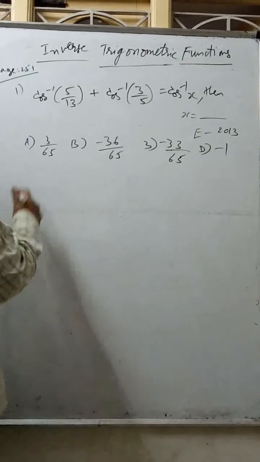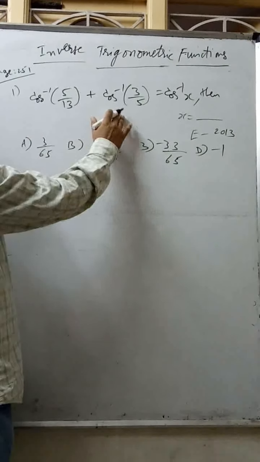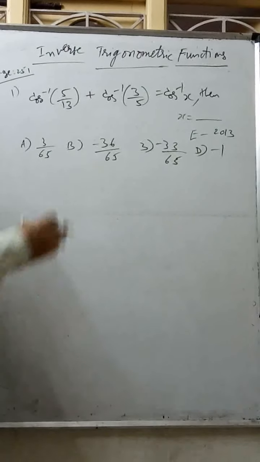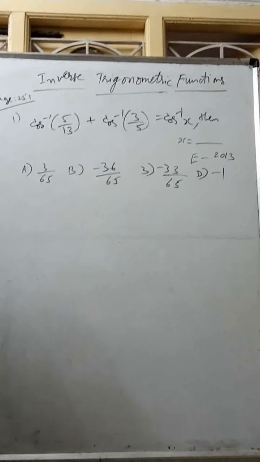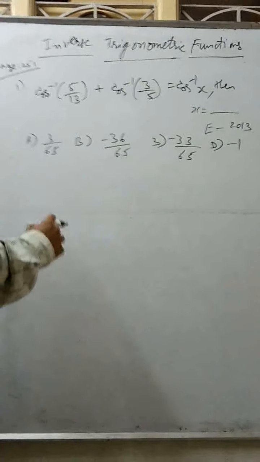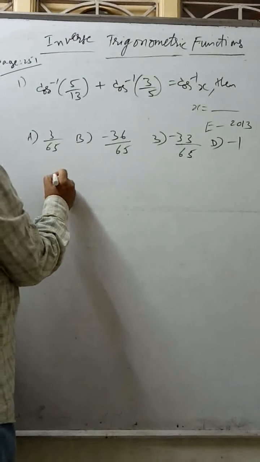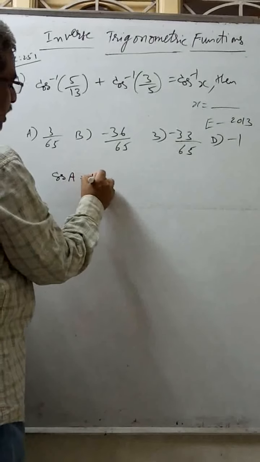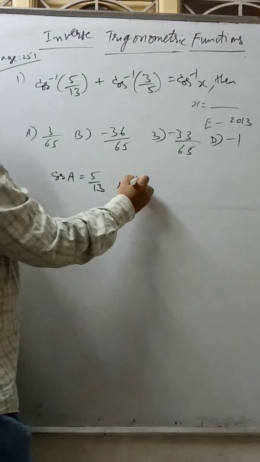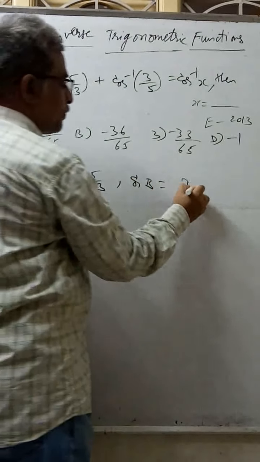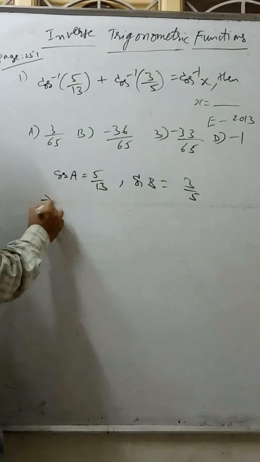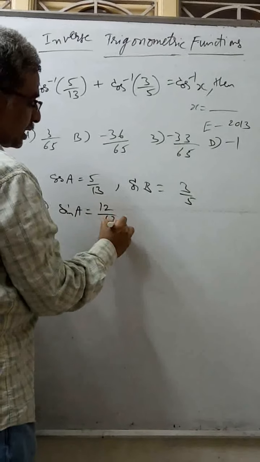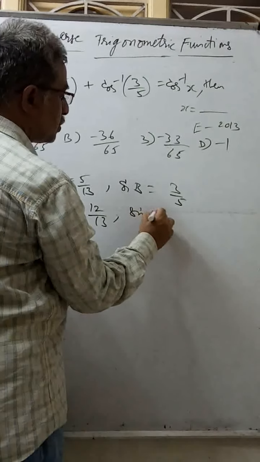For this, what we discussed in IB, let this be some A, let this be some B. Then we will use the cos of A plus B formula, or directly the cos inverse x plus cos inverse y formula. Your choice of doing. So I am going for cos A, cos B, which is very easy for you. So cos A equal to 5 by 13 and cos B equal to 3 by 5. Implies from the triangle we can write sin A equal to 12 by 13 and sin B equal to 4 by 5.